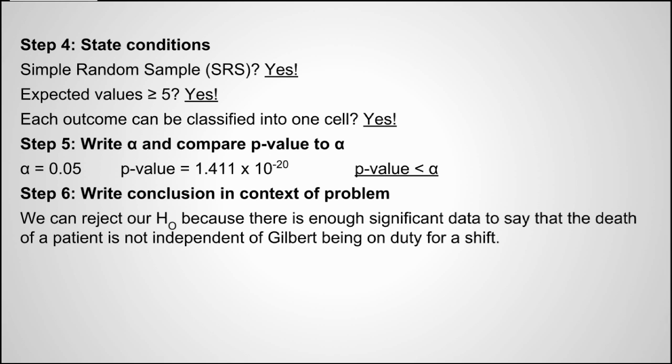We will write our conclusion in context of the problem. So we would say, we can reject our null hypothesis because there is enough significant data to say that the death of a patient is not independent of Gilbert being on duty for a shift.